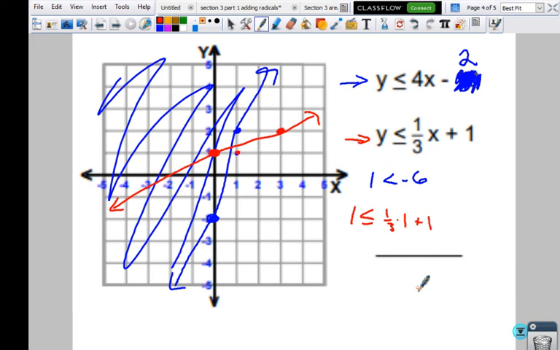And I'll save you some time. We're going to get 1 is less than or equal to 1.3 repeating. Is that true, Robert? Yeah. Yep. 1 is less than 1.3, so we're going to shade down here. My dot's on my true side.